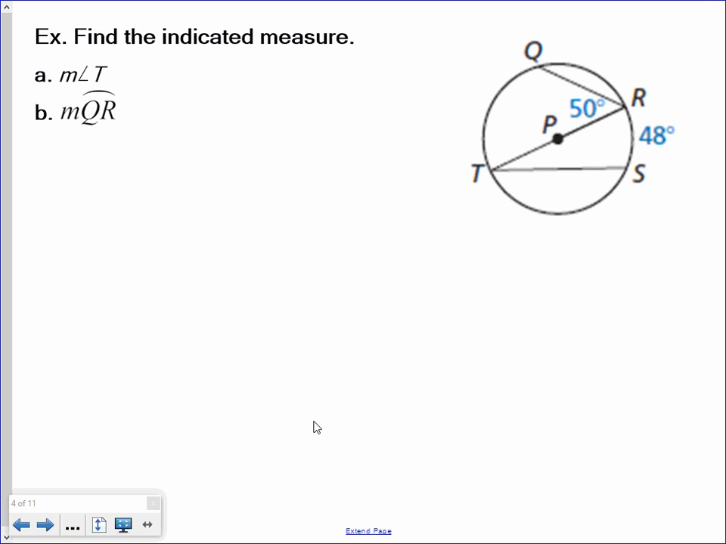So our first problem here, first one says find measure angle T, and they should have used 3 letters. So we're looking at RTS. The angle is half the degree measure of the arc that it intersects. So since it intersects this arc right here, it's going to be half of that measure. So how big would angle T be? Jace? 24, because half of 48 is 24 degrees. The angle is half the arc that it intersects when it's on the circle like that, when it's inscribed.